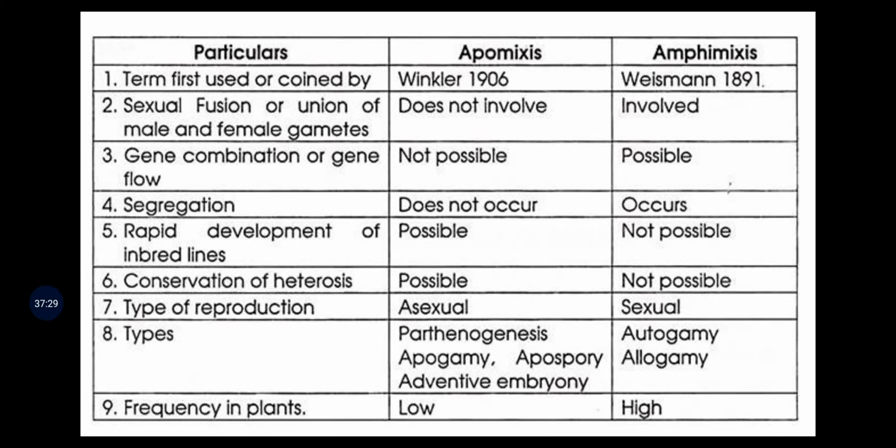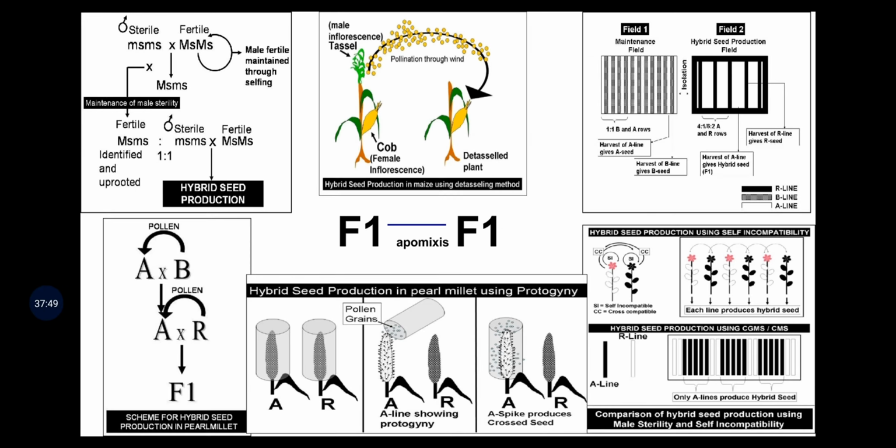Type of reproduction is asexual in apomixis, while in amphimixis it is sexual. Different kinds of apomixis are parthenogenesis, apogamy, apospory, adventitious embryony and so on. But in amphimixis it is autogamy, allogamy or often cross pollination. Frequency in plants is low in apomixis and high in amphimixis.